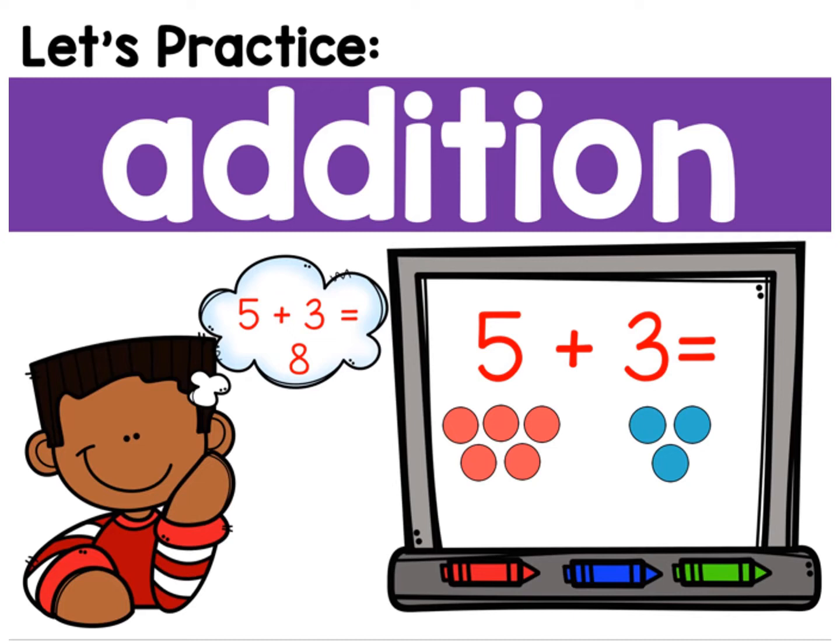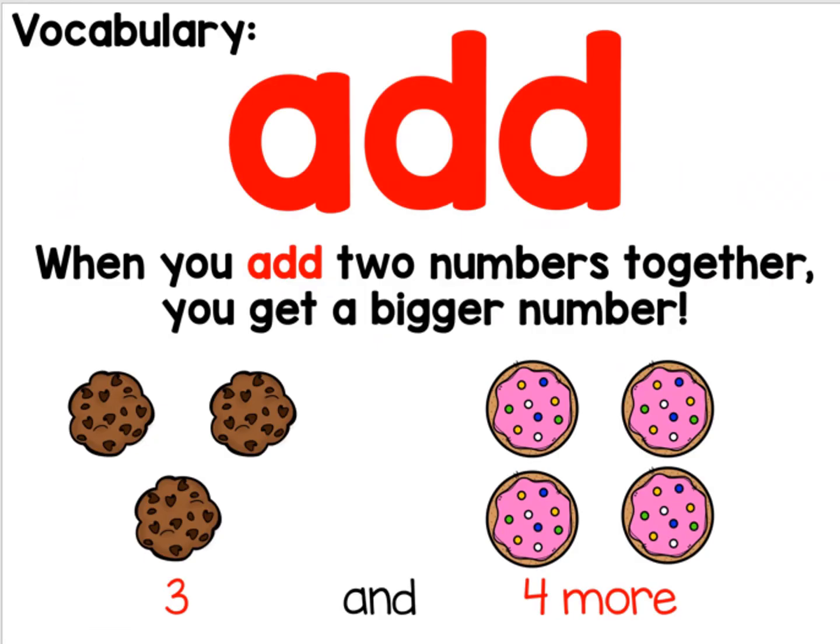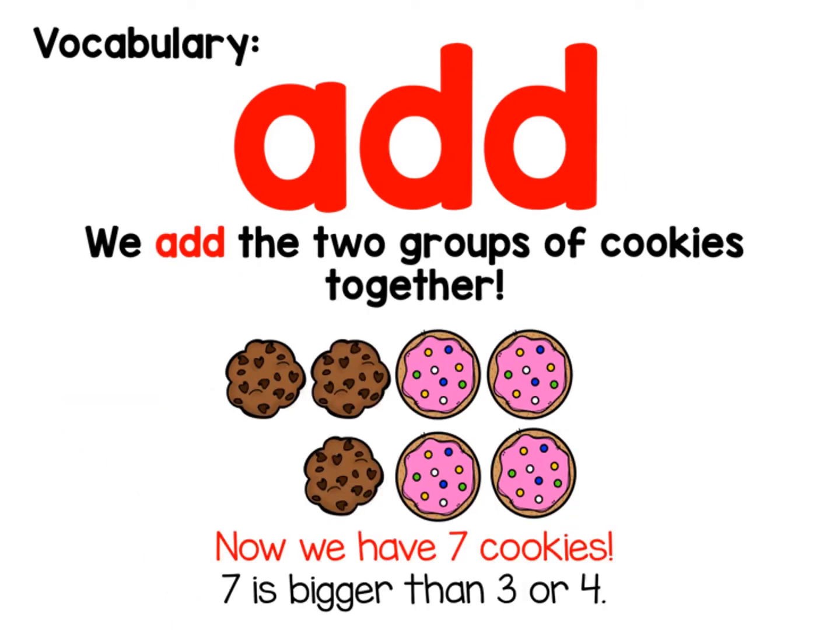We're going to look at our last addition strategy today. Before we do that, we need to go back over our vocabulary. First is add. When you add two numbers together, you get a bigger number, 3 and 4 more. Add. We add the two groups of cookies together. Now we have 7 cookies. 7 is bigger than 3 or 4.